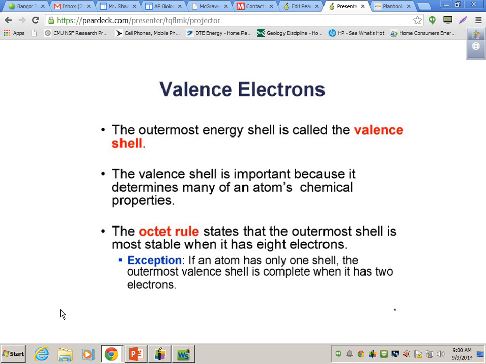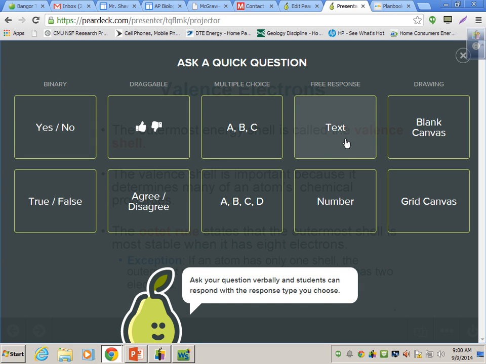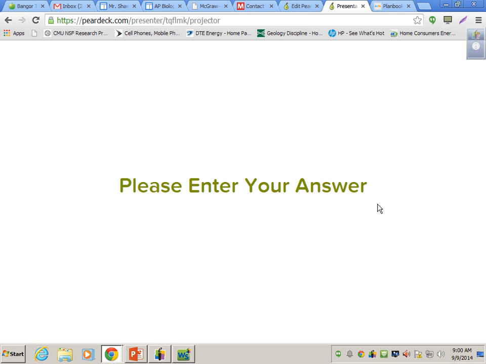The valence shell is important because it determines many of the atom's chemical properties. The octet rule states that the outermost shell is most stable when it has 8 electrons, except if an atom has only 1 shell. The outermost valence shell is complete when it has 2 electrons. Why don't you guys tell me the 2 times in that first 20 elements where this octet rule will not apply? It's only 2 times. There's 2 elements where this octet rule will not apply. Please type it into Pear Deck.